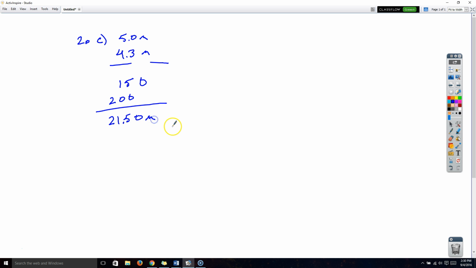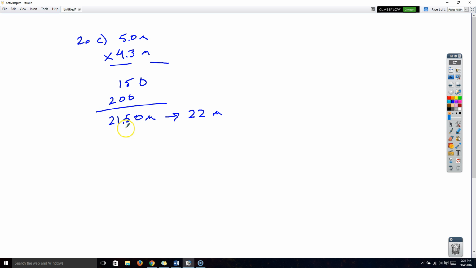0.50 meters, but I can only have as many significant digits as I have in the number with the smallest number of significant digits, because we are doing multiplication. This one's got 2 sig figs, this one's got 2 sig figs, so my final answer here can only have 2 significant figures, and so this is going to be 22 meters, because the 21.5 will round up to 22 since I have 5 here.